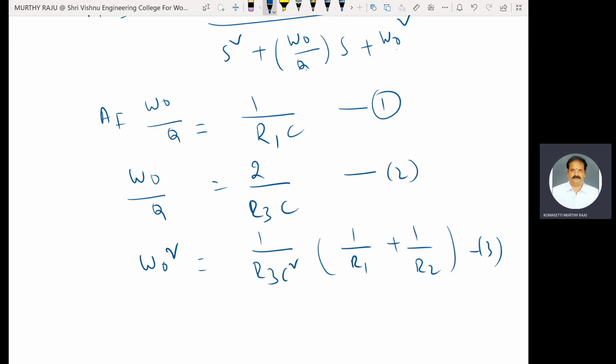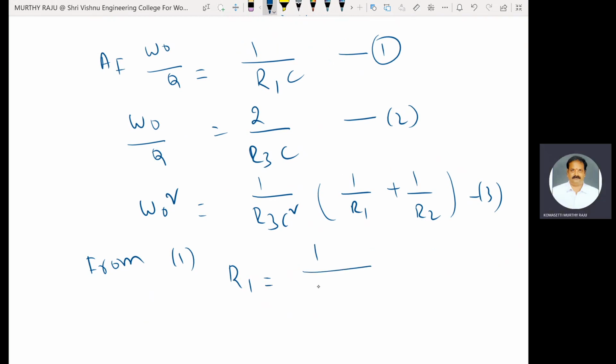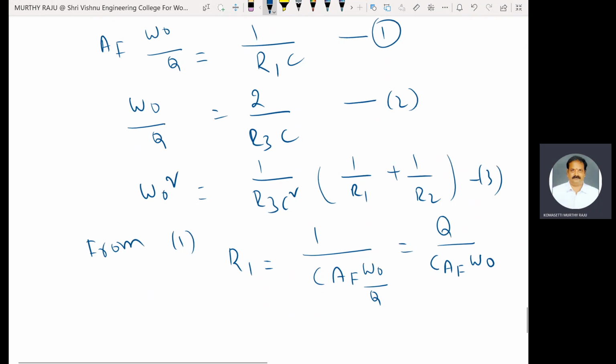From equation number 1, calculate the R1 value. From 1, R1 is equal to 1 by C AF omega naught by Q, that is equal to Q by C AF omega naught. This is the R1 value.